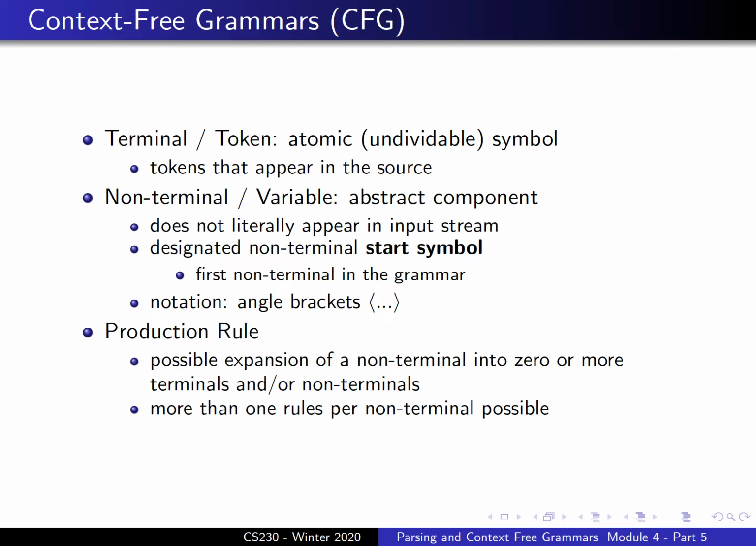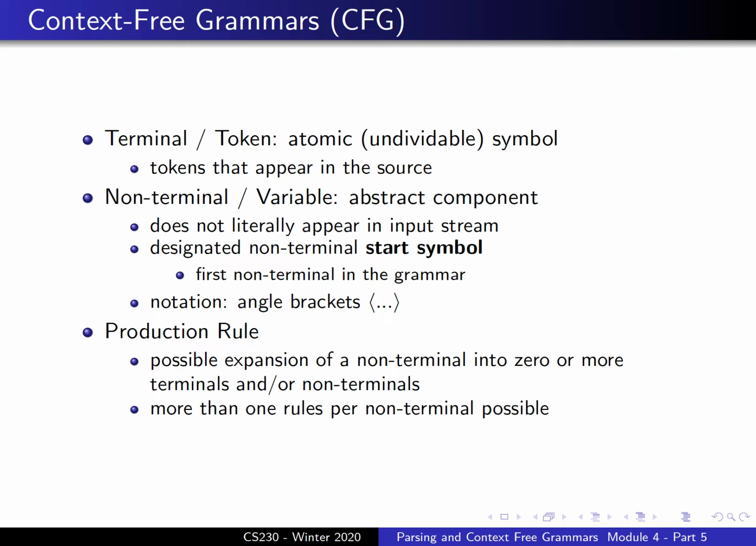We use angle brackets as notation to indicate that something is a non-terminal versus terminal values that could appear in the source code. And there's something designated as a start symbol. So that's where you would start all of your evaluation of the source.